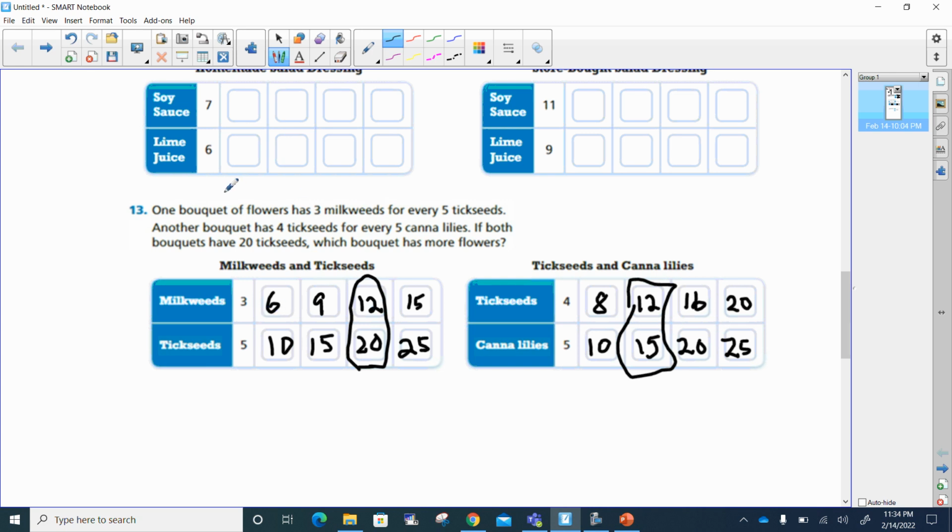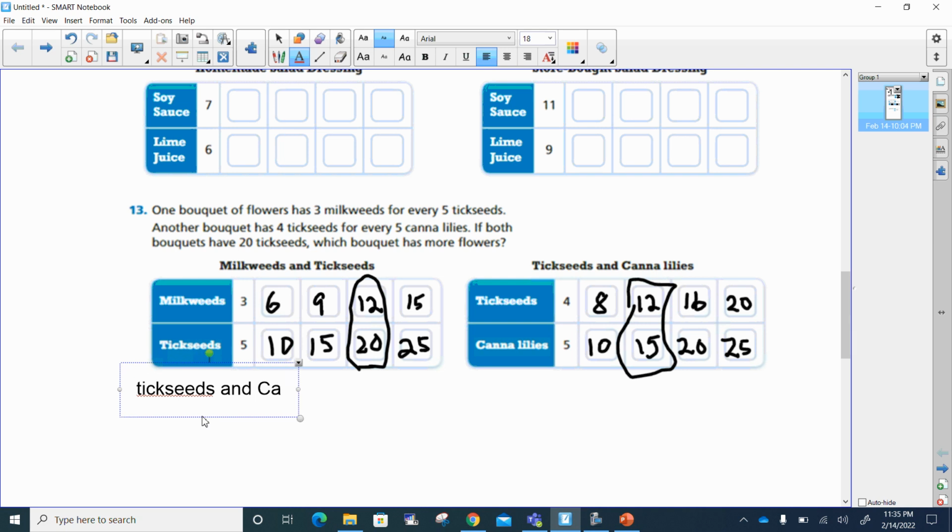Okay. And the question was, if both bouquets have 20 tick seeds in them, which bouquet has more flowers? And I think it's pretty easy to see which one's got more. That would be tick seeds to canna lilies, because I'm going to get 15, right? And over here I only get 12. So my tick seeds and canna lilies.